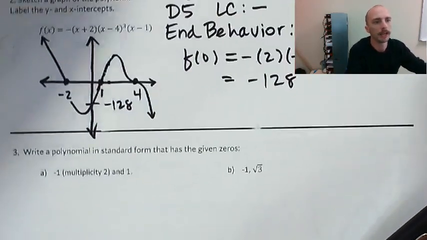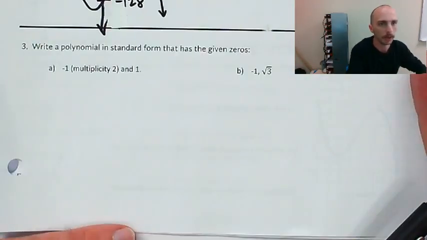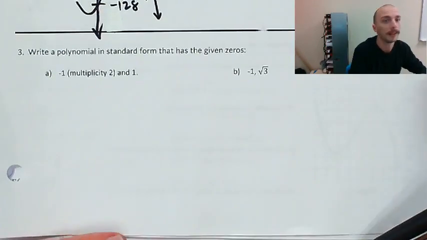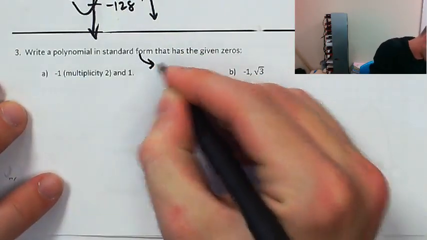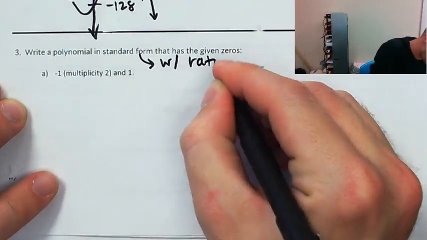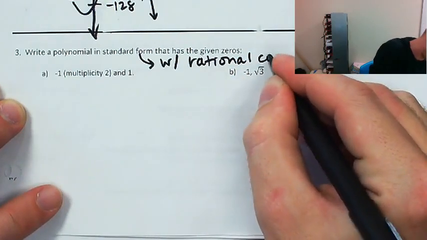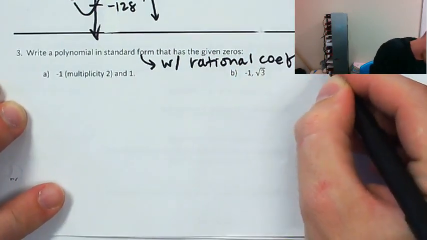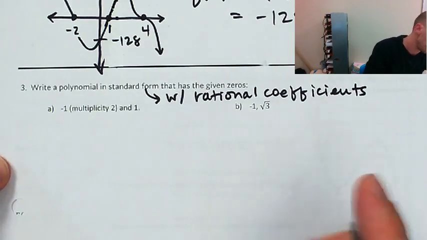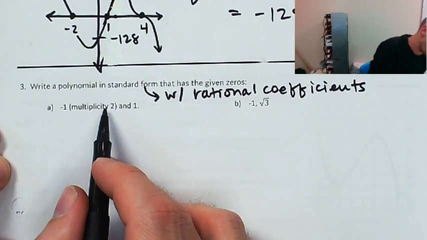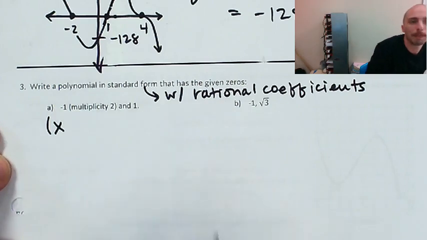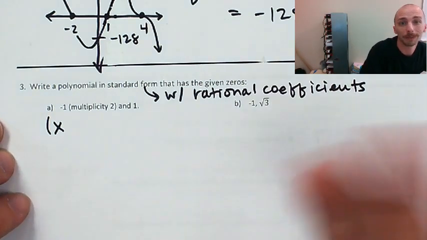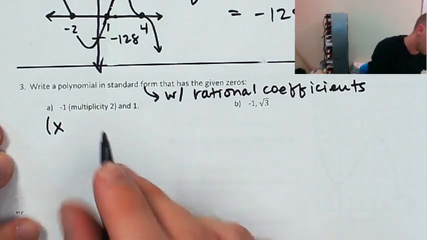All right, now we're going to write a polynomial in standard form with rational coefficients that has the given zeros. Okay, so that rational coefficients bit does matter, for those of y'all that are trying to catch me on the fine print. So x equals -1, multiplicity 2. Okay, and it just says a polynomial, so I don't need to worry about the leading coefficient. I could make it something else if I wanted to. I'm just going to assume the leading coefficient's 1, though.